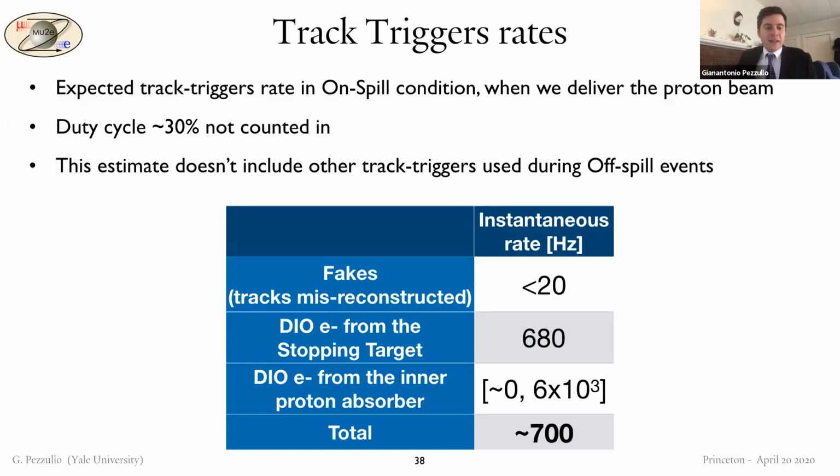But this rate can be essentially tuned between a few hertz up to 6 kilohertz. I just put it here as information. And so the expected total instantaneous rate is at a level of 700 hertz. That's fairly below the few kilohertz that I said before as a requirement.